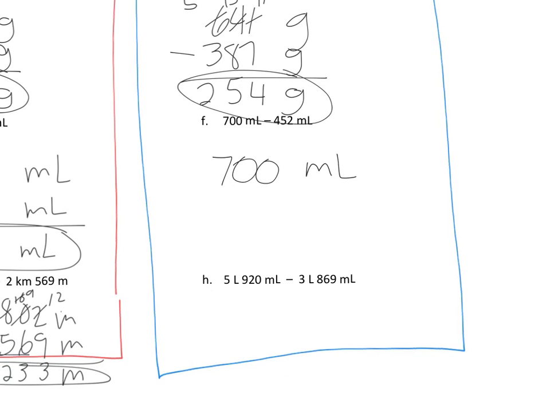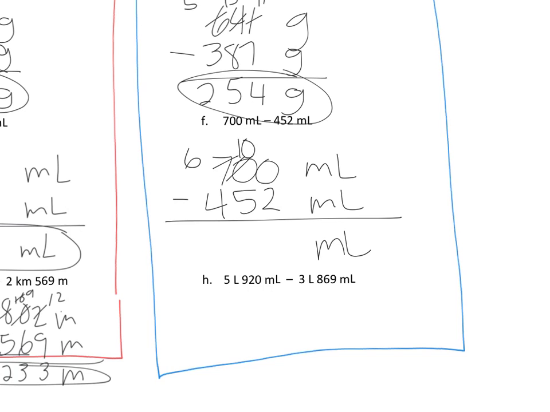700 milliliters minus 452 milliliters. 0 minus 2, can't do. My neighbor is empty, so I'm borrowing that bundle of 10. Now I have to borrow from my neighbor now that he got some from his neighbor. And we're all set. 10 minus 2 is 8. 9 minus 5 is 4. And 6 minus 4 is 2.